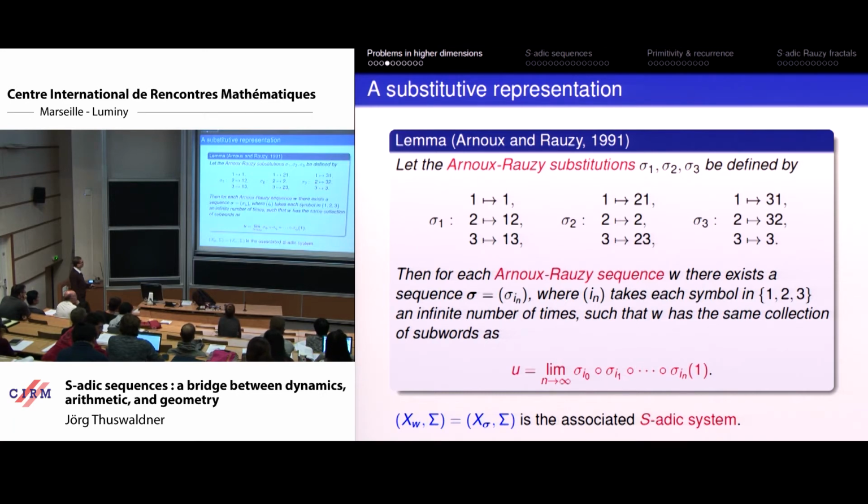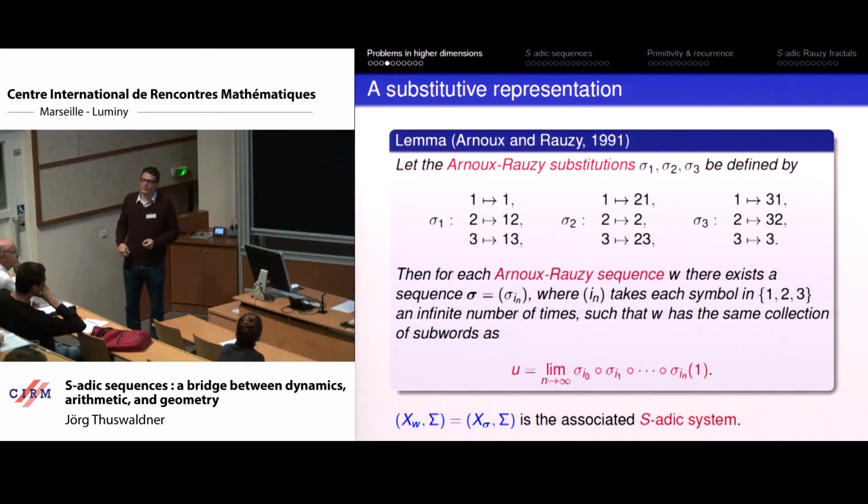So you can define the orbit closure of an Arnoux word in the same way as you did for Sturmian words. You can define a dynamical system by combining it with the shift, and this is an example of an S-adic system, like the Sturmian systems are. So as you see here, you don't have a single substitution that you iterate, but you have a whole set of 3 substitutions in this case, and you can form arbitrary sequences with these substitutions.